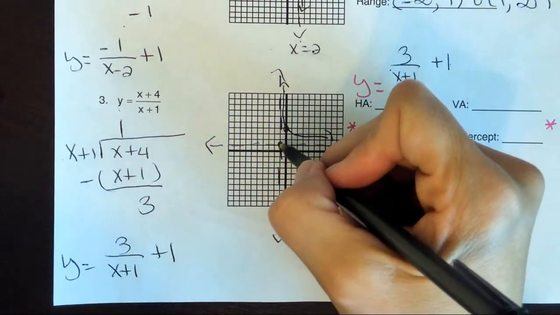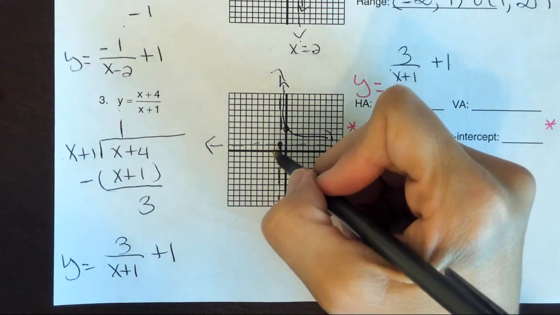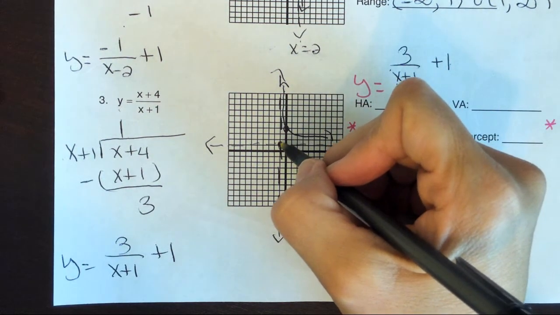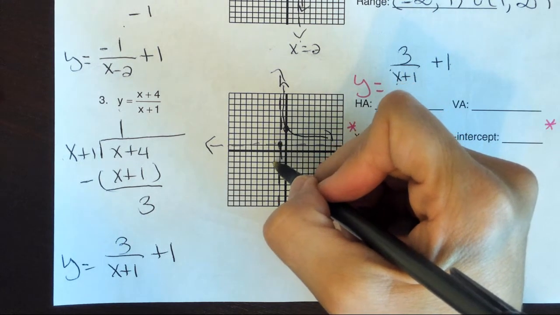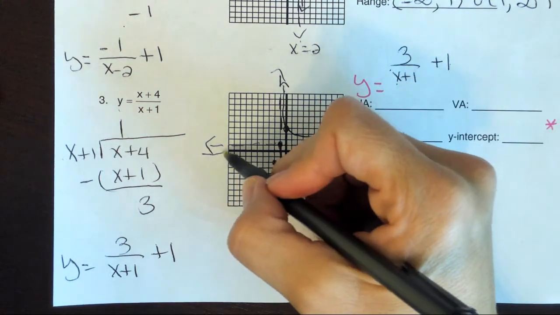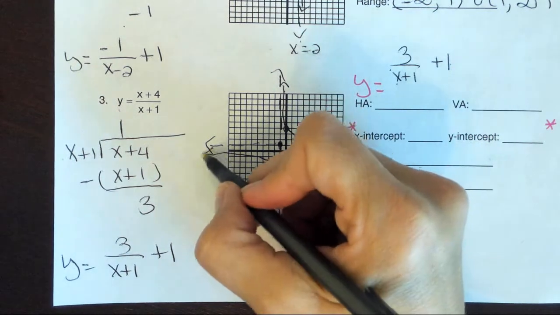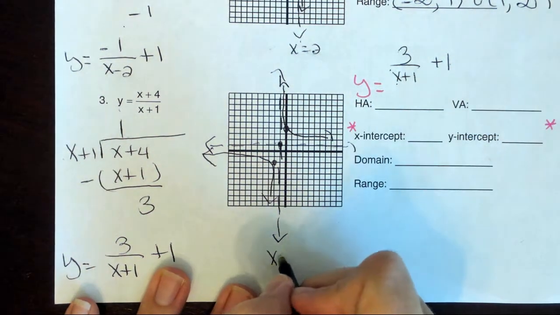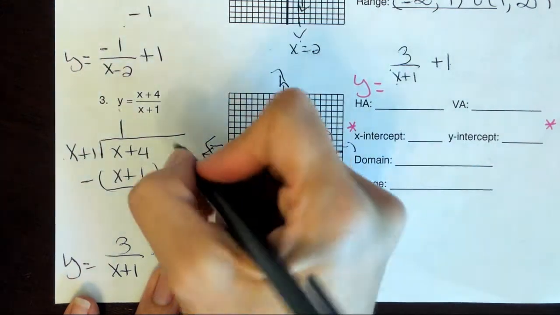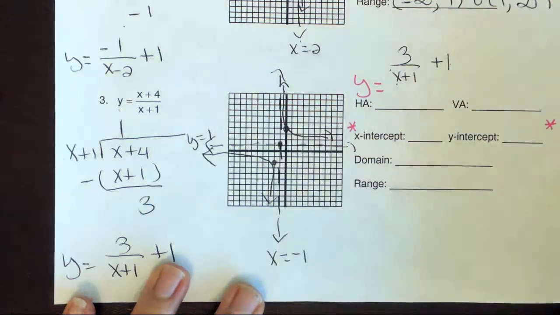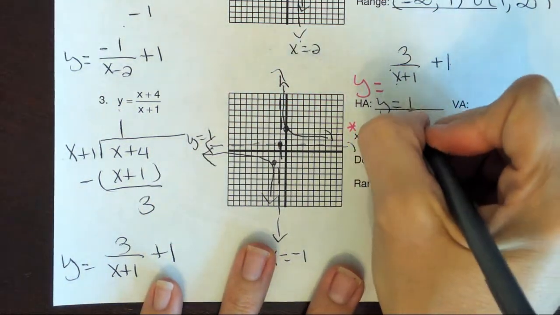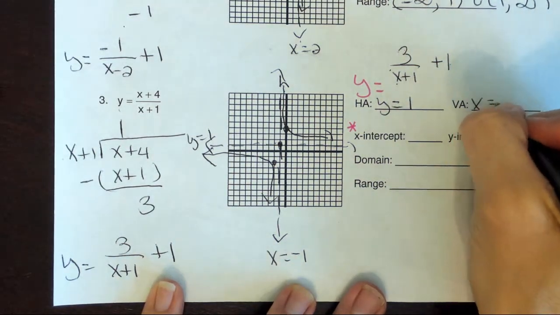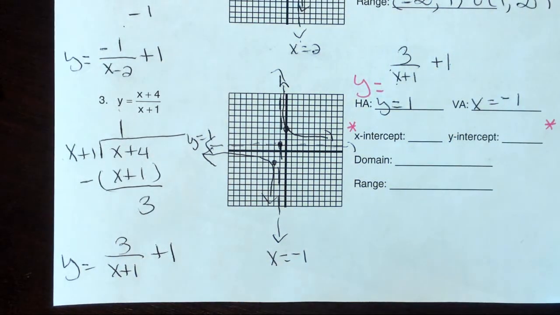Now I'm going to go do the same thing over here. I would normally go left 1, down 1, but I'm going to go left 1, down 3. So left 1, then I go 1, 2, 3. And that's my second point that I'm going to use. Okay, and there's my picture. So if we label our picture, we have x equals negative 1, and we have y equals positive 1. So my horizontal asymptote is y equals 1. My vertical asymptote is x equals negative 1.